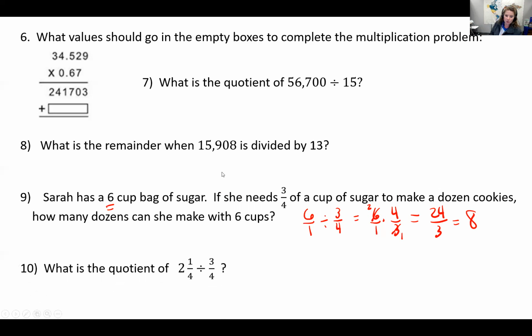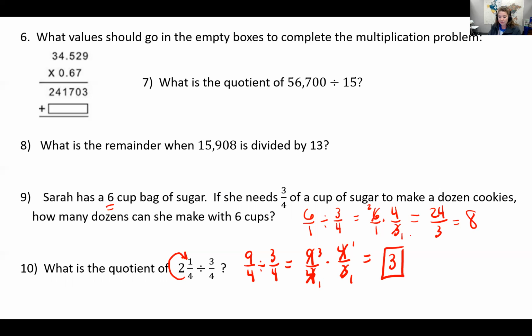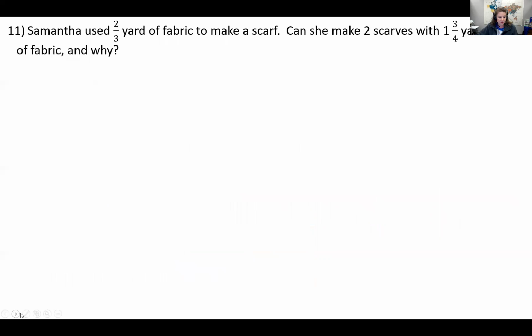All right, number 10, what is the quotient? So that means we're dividing. So we're going to go around the world, turn our mixed number to an improper fraction. 4 times 2 is 8 plus 1 is 9/4 divided by 3/4. So we're going to keep it. Whoops, that's a 4. Keep it, change it, flip it. So 4 divided by 4 is 1. And then 9 and 3 are divisible by 3. So if I multiply straight across, I get 3 over 1, which is 3. Which is the correct answer.